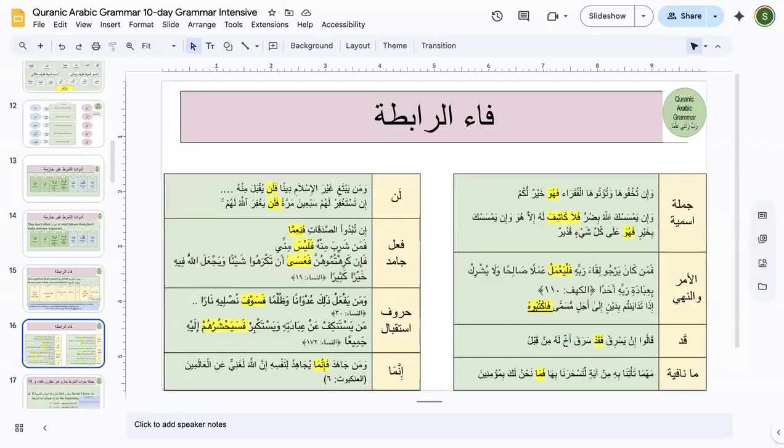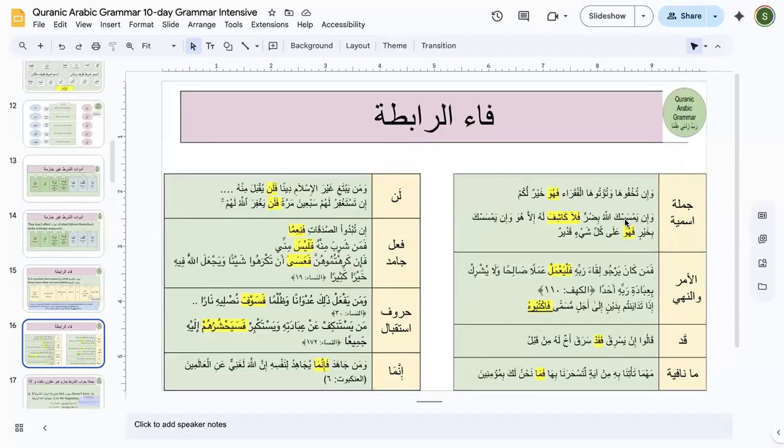If your jawab is beginning with jumla ismiya, what do you need? فَإِن تُخْفُوهَا وَتُؤْتُوهَا الْفُقَرَاءَ فَهُوَ خَيْرٌ لَكُمْ. Then if you hide it and you give it to the fuqara and to the poor ones, then it is better for you. Huwa khairul lakum. Why is fa'u rabita there? Because my jawab was jumla ismiya.